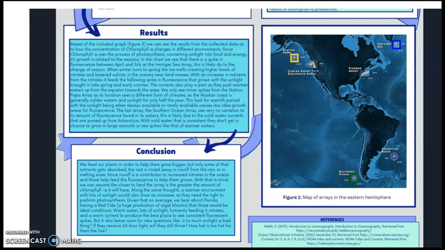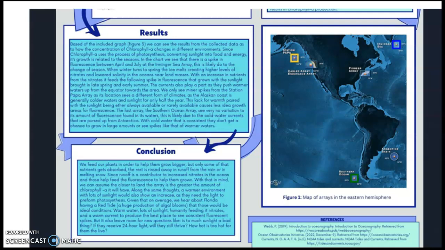Along the same thoughts, a warmer environment with lots of sunlight would also show an increase, as they need the light to perform photosynthesis. Given that on average we hear about Florida having a red tide, which is a huge population of algal blooms, those would be ideal conditions. Warm water, lots of sunlight, humanity feeding it nitrates, and a warm current to produce the best place to see consistent fluorescent spikes.